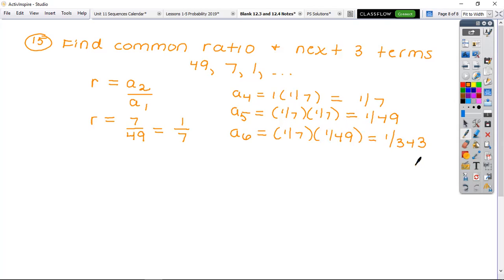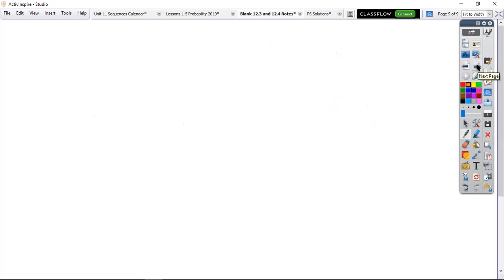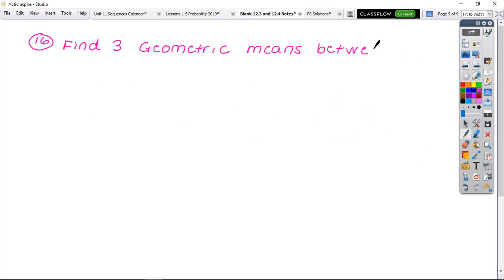Okay, just a couple more. We're going to do a geometric means and maybe 2 limits here. All right, so 16. I'm going to say find 3 geometric means between -2/3 and -54.